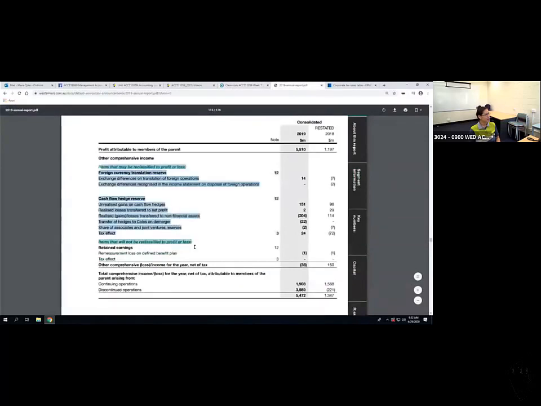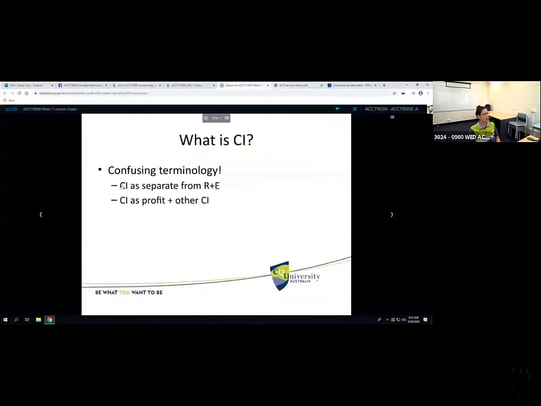So Wesfarmers has remeasurement loss and defined benefit plan, unrealised gains on cash flow hedges, exchange differences and translation of foreign operations, all these lovely terms. That's what we call other CI. So Wesfarmers actually lists that. It says other comprehensive income. Now, these are all of the items that aren't revenue expenses. That's what we call other CI.